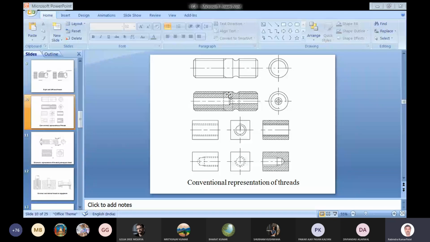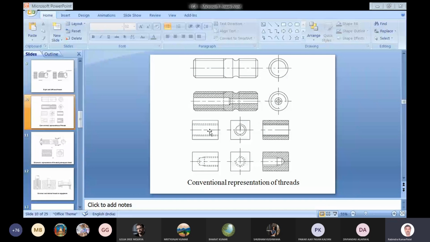And here also we can see the concentric circles, and the inner circle is shown broken, and the other two circles correspond to the hole which is inside the object. But the two circles which are important, which we have to remember, are that the external circle will be continuous, and the inner circle should be broken. Now these are related to the external thread.